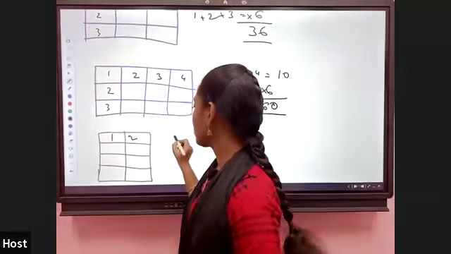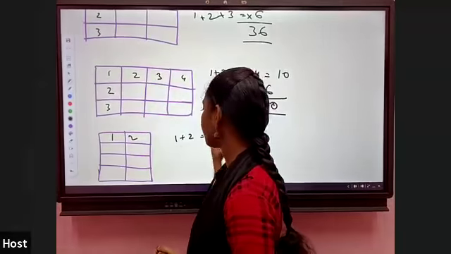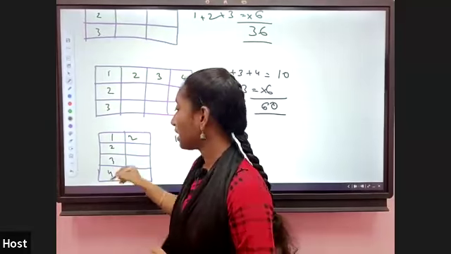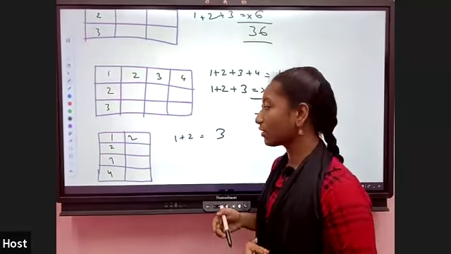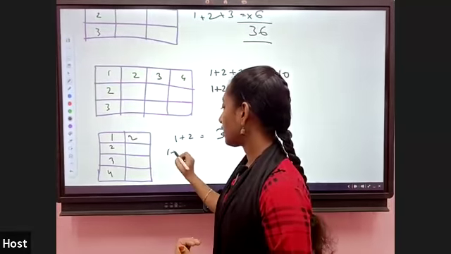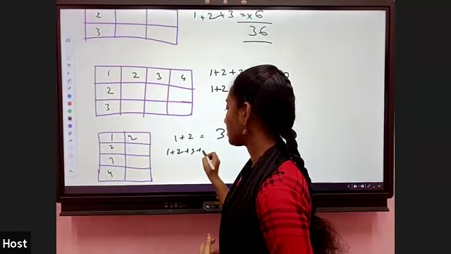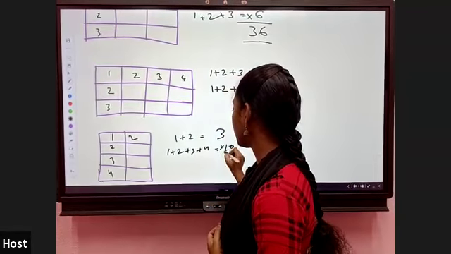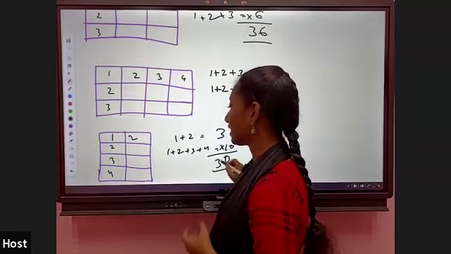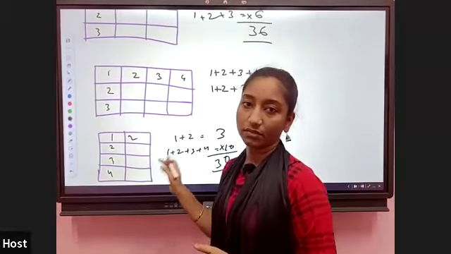There are two columns: 1 plus 2 equals 3. Next, there are 4 rows. So 1 plus 2 plus 3 plus 4, how much? 10. So 10 into 3 equals 30. So there are 30 rectangles in the given figure.